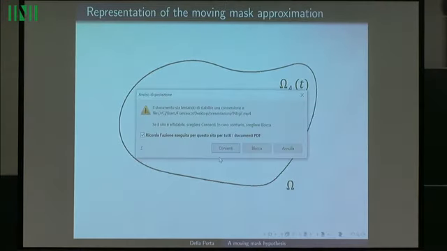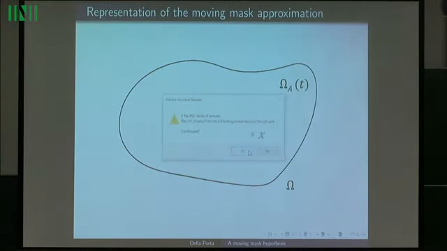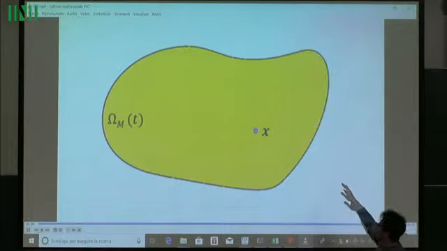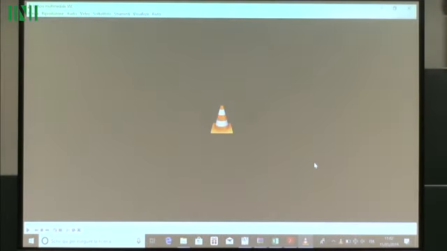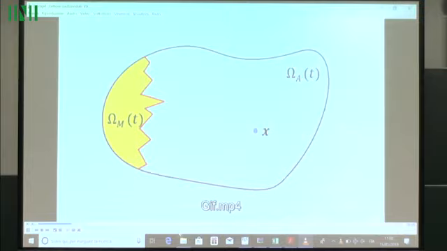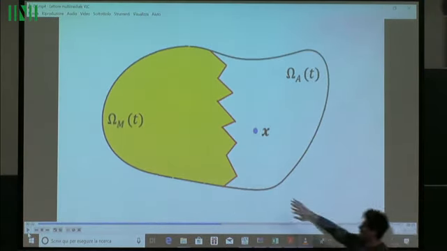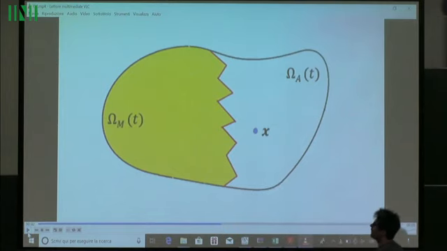So let me first try to transform this into an easy idea. Let's see whether I'm able to do this. We consider a domain omega, and we'll divide this into two different regions: omega A, where we have austenite, and omega M, where we have martensite. And then we have an interface, or more complex, multiple interfaces evolving in time.